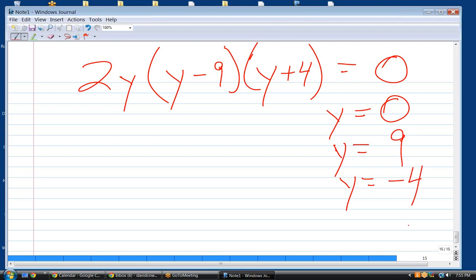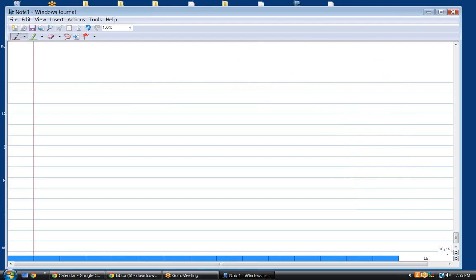All right. Cool. This one says graph the inequality in a coordinate plane. And it gives you p squared plus 2p minus 35. Equals 0? No. Just graph that? Yep.